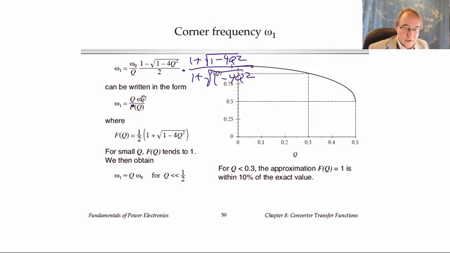And what you can show then is that omega 1 is given by Q omega naught over f of Q, where f of Q is the same function we defined on the last slide, which we've already plotted. So for omega 1 then, we get Q times omega naught divided by f of Q, and again f of Q is close to 1, particularly when Q is less than 0.3. So the low Q approximation then approximates the low frequency pole as omega 1 is Q omega naught.